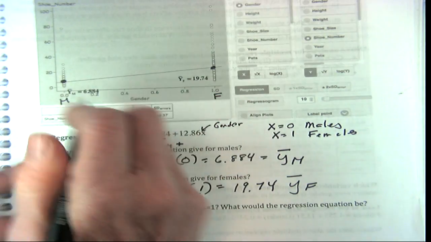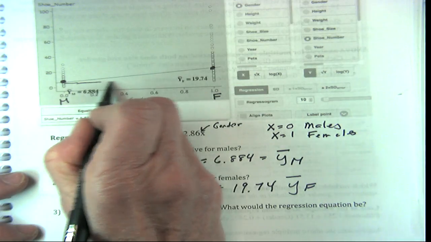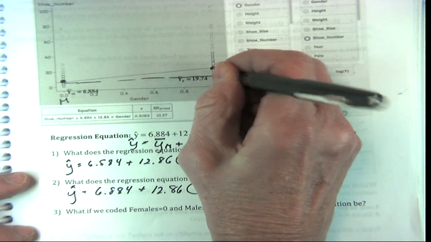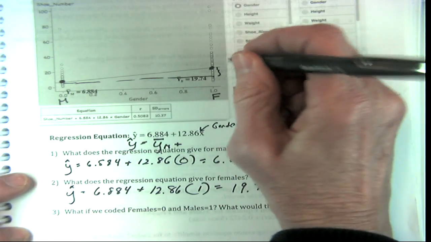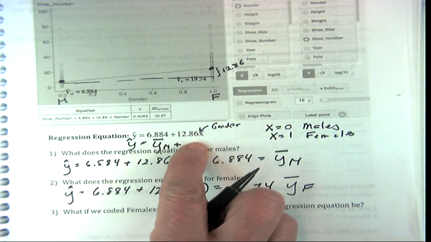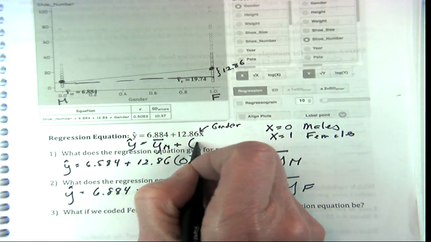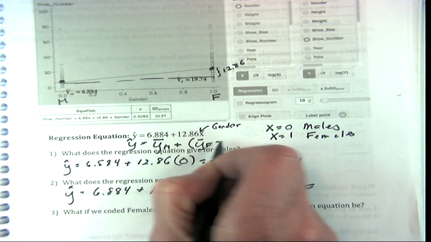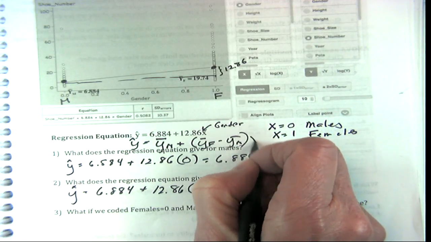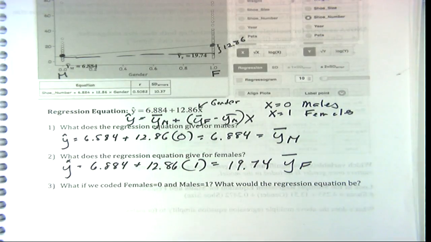So as we go from 0 to 1, it's this right here. We go up by what? We go up by 12.86. So all it is the difference of the two averages. So it's just the difference between the female minus the male average. So that's the equation. Okay, so that's pretty simple.